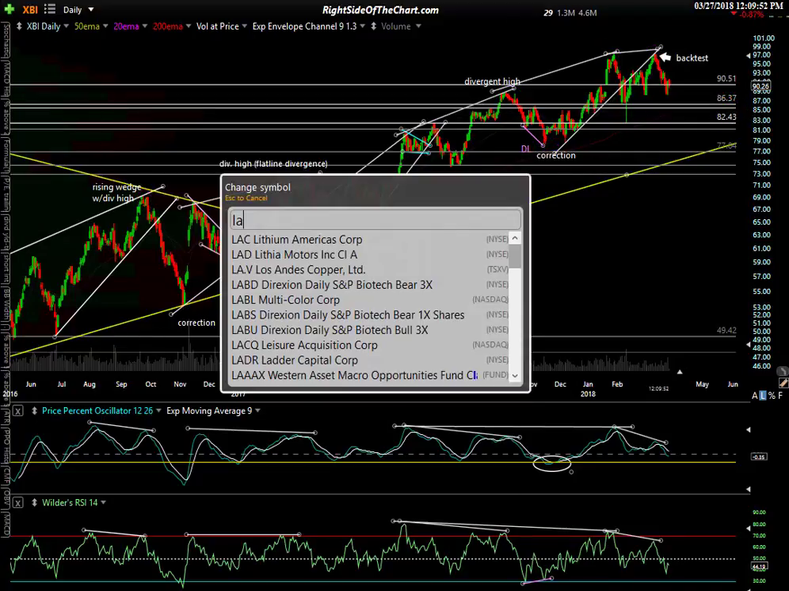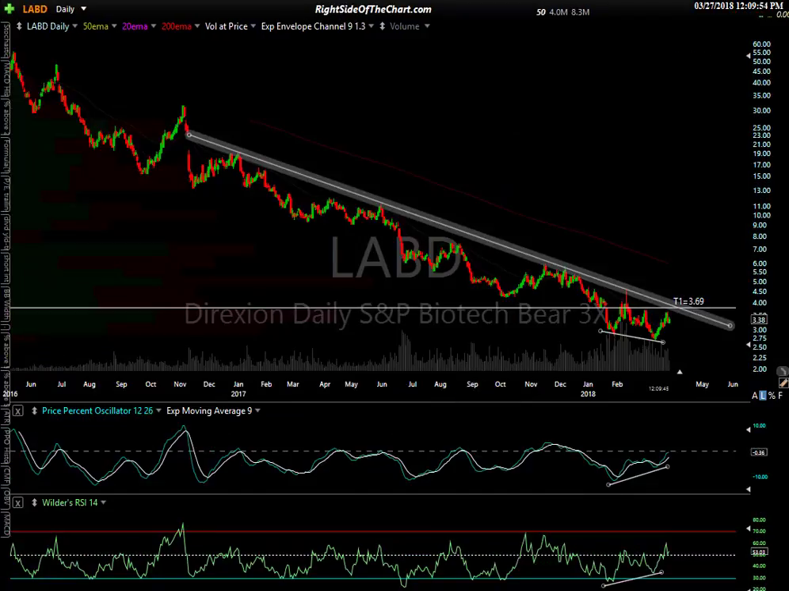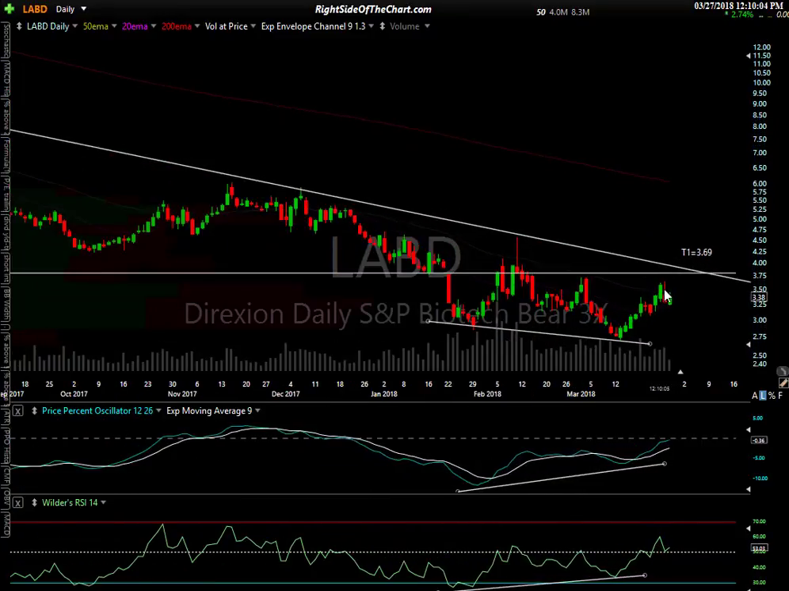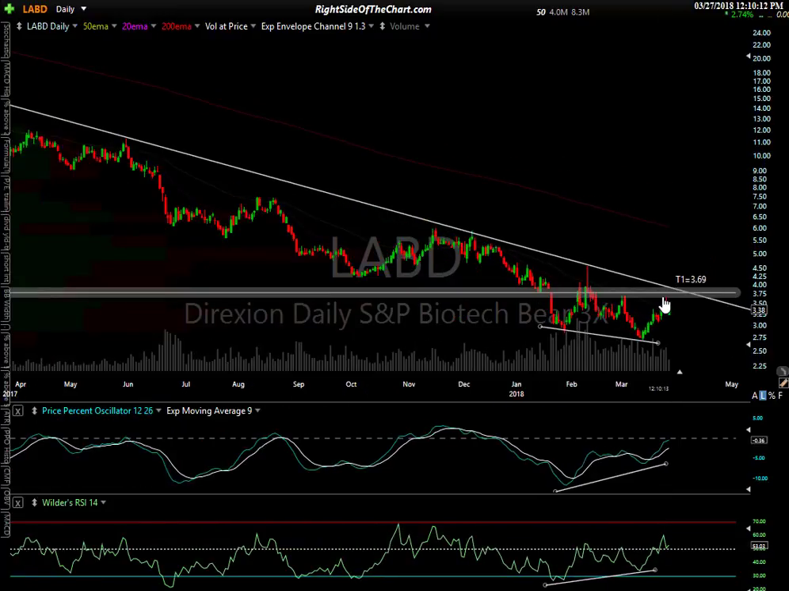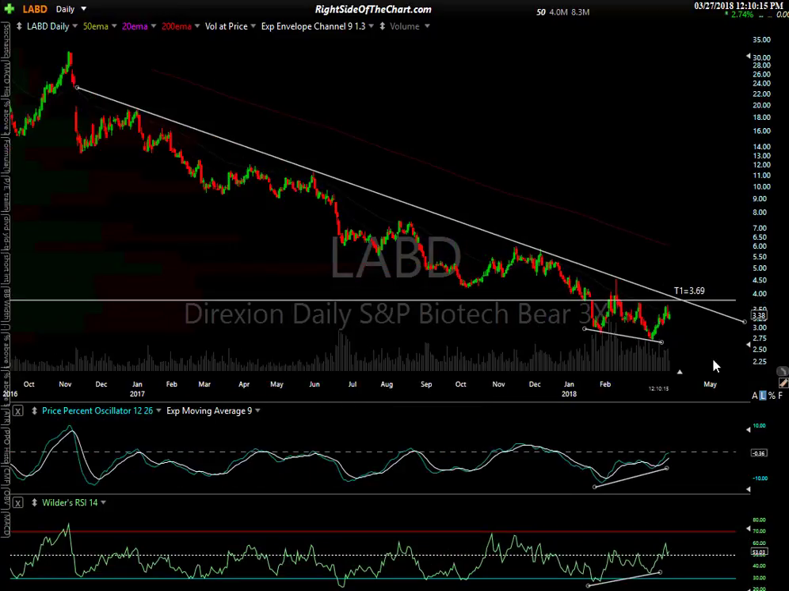And let's look at LABU. I figured, or LABD, I'm sorry, that's the bearish three-times leveraged short on the same index that we were looking at, the same S&P Biotech Index that XBI tracks. And so far, we've come within just a mere 2 cents, I think it was. I have a target at 369. We hit a high of 365. Okay, 4 cents. We're 4 cents shy so far, but it still looks good.